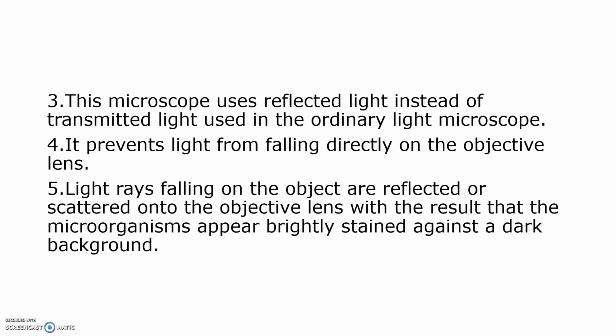The microscope uses reflected light instead of transmitted light, which is used in the ordinary light microscope. And also it prevents light from falling directly on the objective lens. The light rays falling on the object are reflected or scattered onto the objective lens, with the result that the microorganisms may appear brightly stained with a dark background.